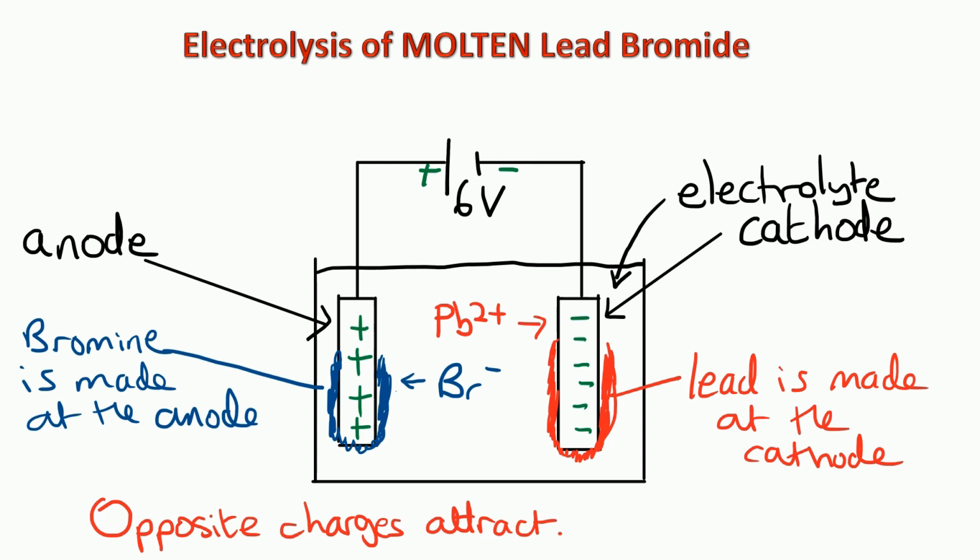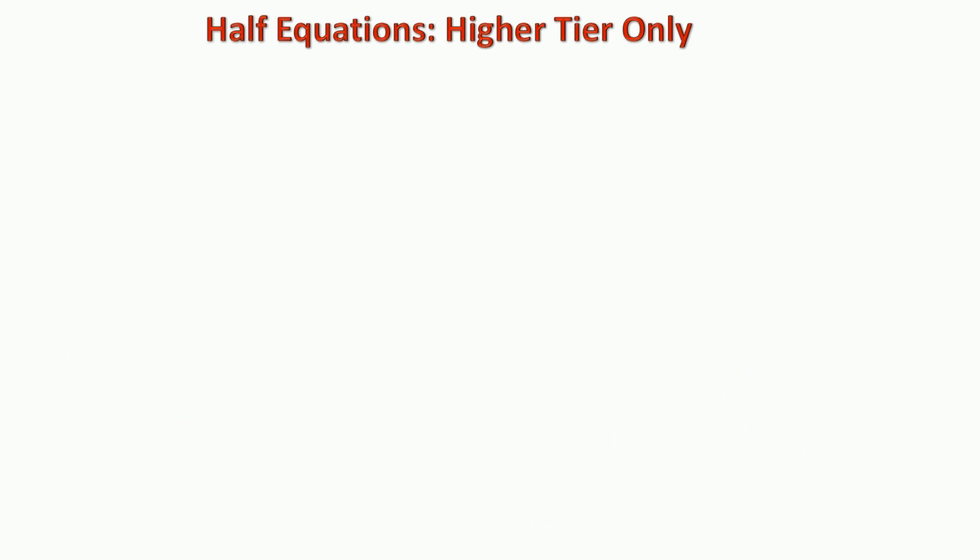So the rest of the video is strictly higher tier only. We're going to be talking about half equations, and when we start talking about oxidation and reduction in terms of half equations, that's for the top end of the higher tier students. So it is supposed to be challenging this, but stick with it. We'll see a few examples and we'll see how you get on.